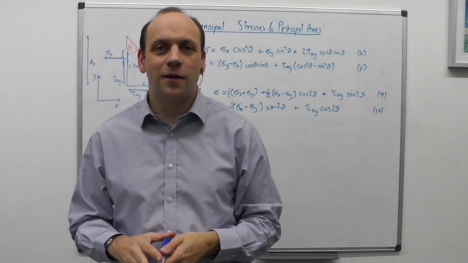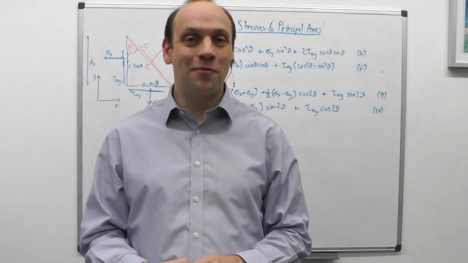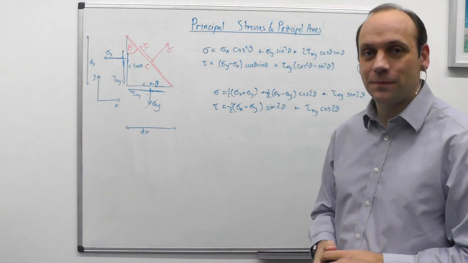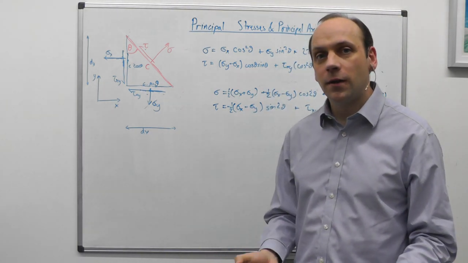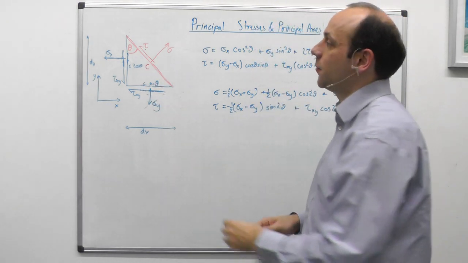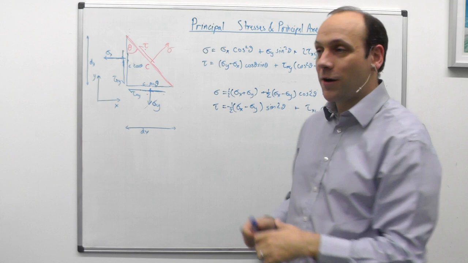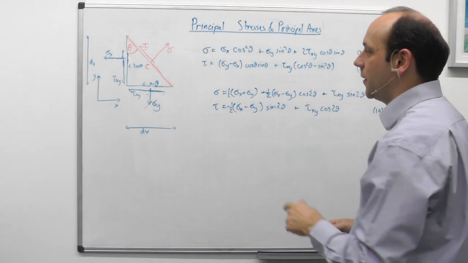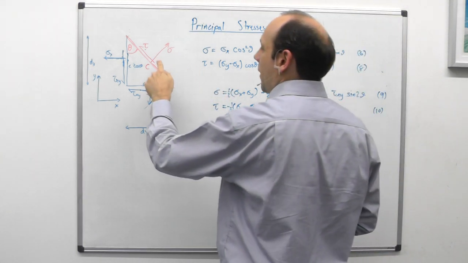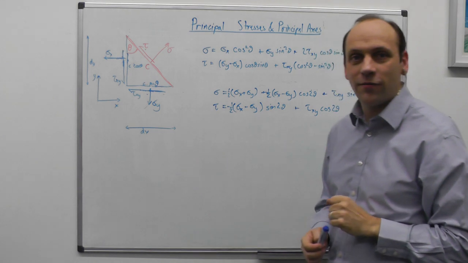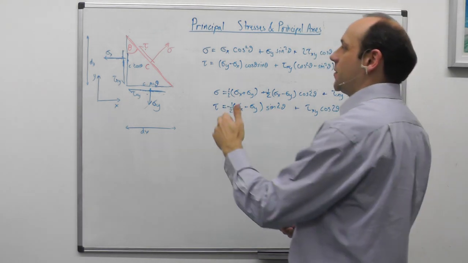So, welcome to lecture two, segment one, and this is about principal stresses and principal axes. What we did last time was we considered a little elemental cube that we put an imaginary cut in on an inclined plane, which is this one marked in red. And then we found out what the stress normal and along that plane would have to be, sigma and tau, in order to keep it in equilibrium.